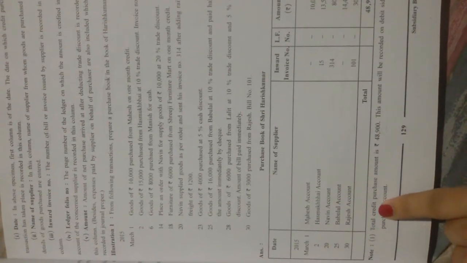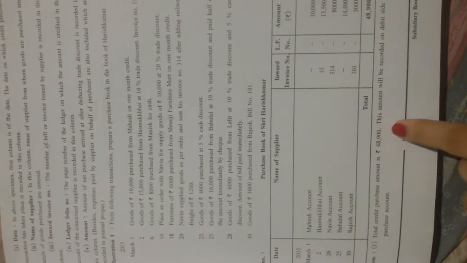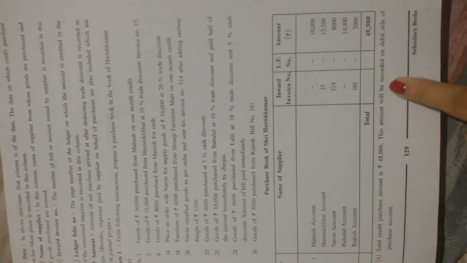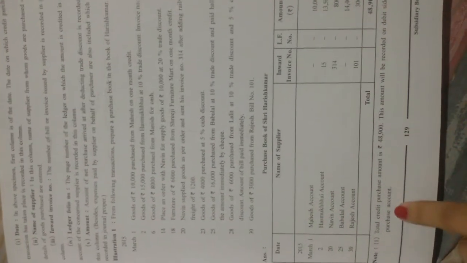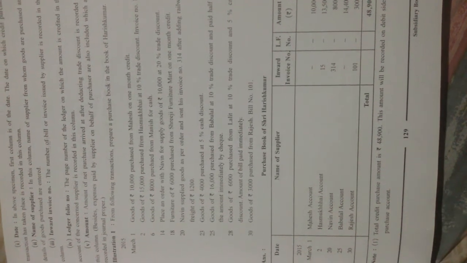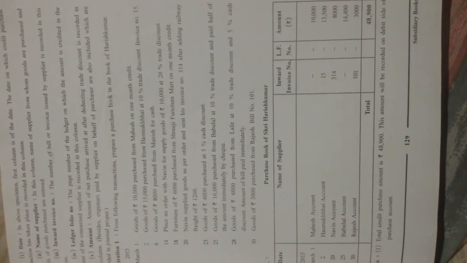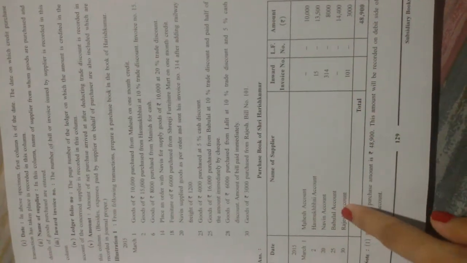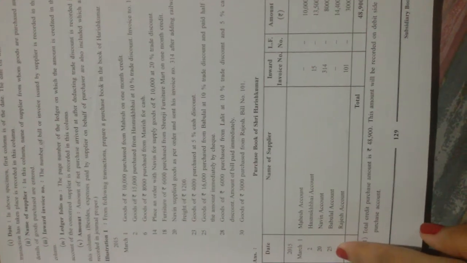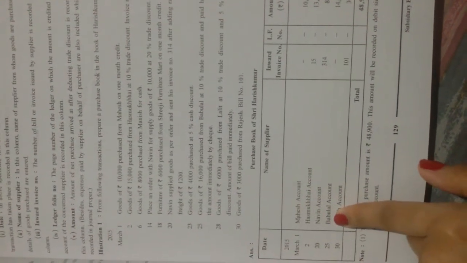So here note is given that total credit purchase amount is 48,900 and this amount will be recorded on the debit side of the purchase account. Whenever you make the purchase account, it will be recorded on the debit side of the purchase account. This is just the purchase book, not the purchase account. So this is how you have to prepare the simple purchase book.